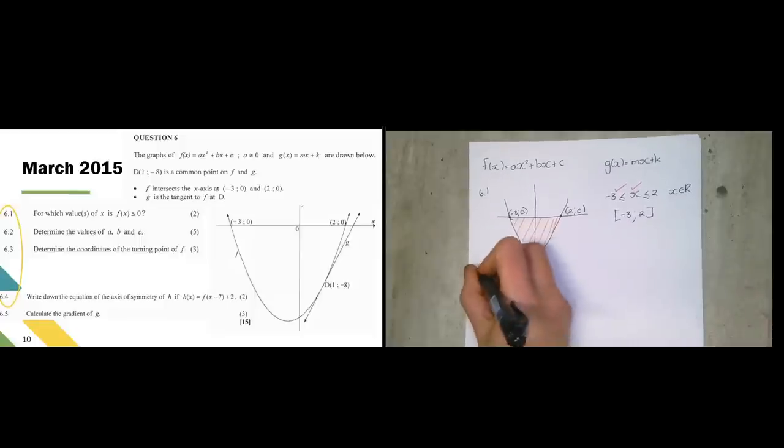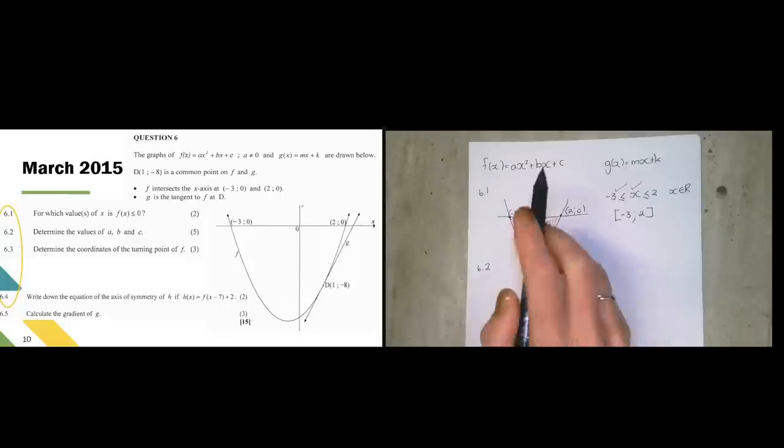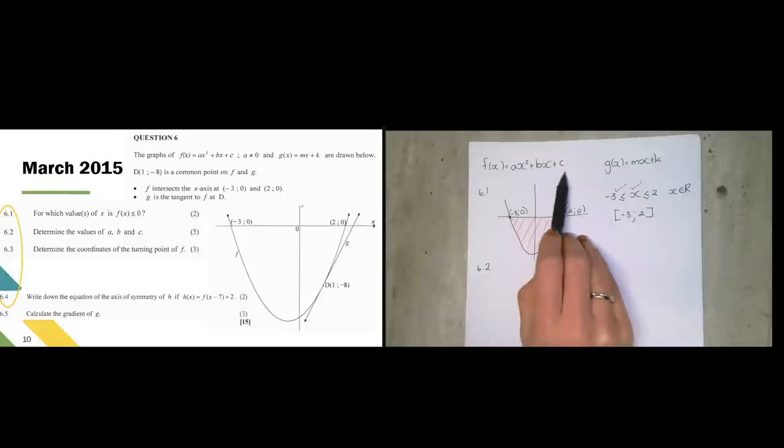6.2. Determine the values of A, B, and C. So where are A, B, and C? A, B, and C are all in the formula of my parabola, so I must get the formula for the parabola.